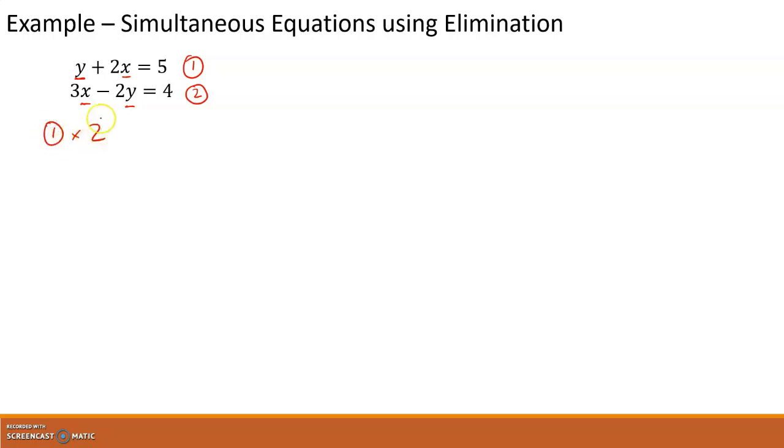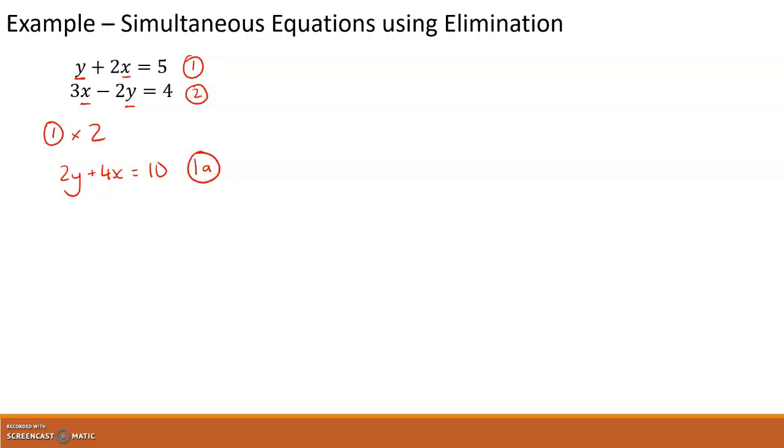So I'm not timesing equation 1 by equation 2 because there's no circle around it. I'm just multiplying the equation itself by 2. So what that means is everything in the equation gets multiplied by 2. So now I have 2y, because it's y times 2, plus 2x times 2, which is 4x. And that has to be equal to 5 times 2, which is 10. So this is my new equation, 2y plus 4x equals 10. And I'm going to call this equation 1a.